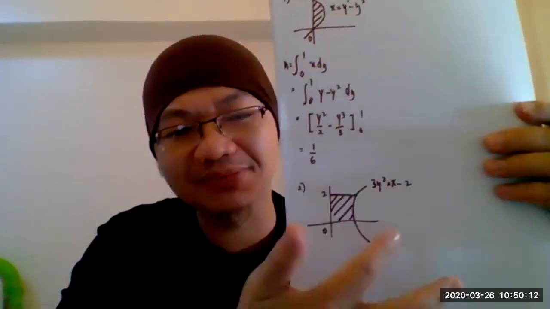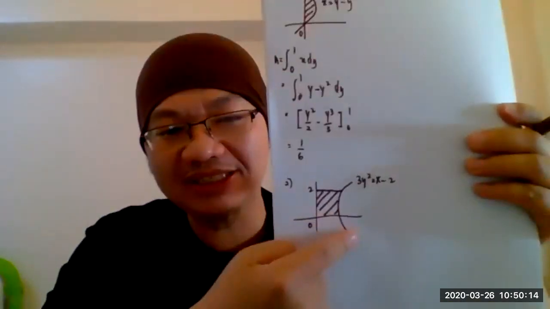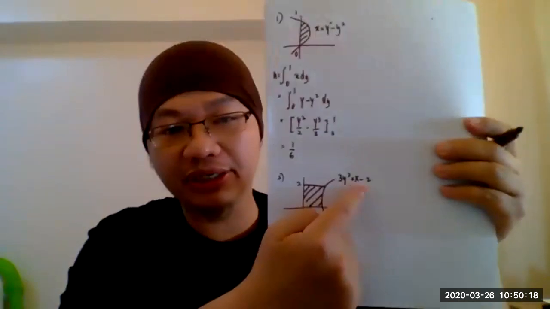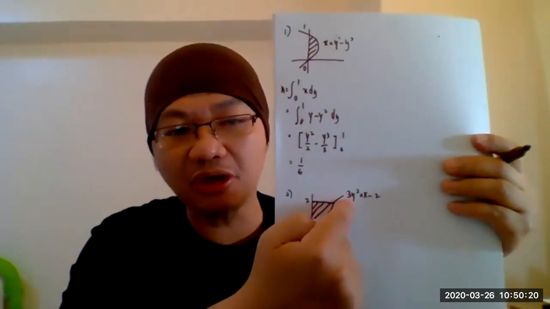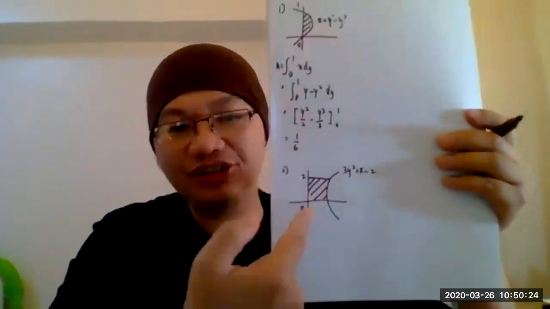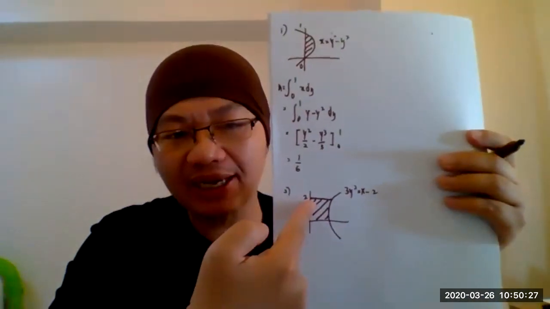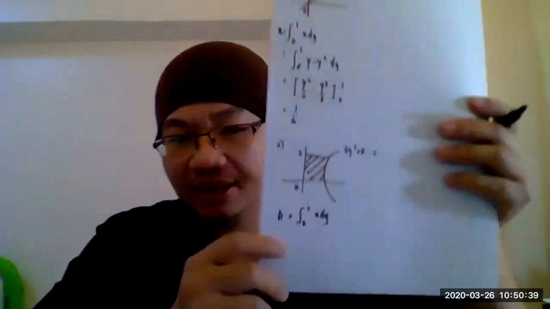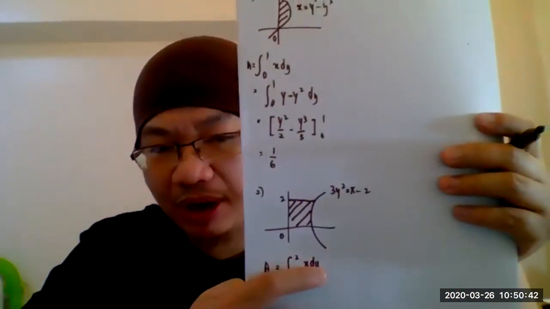Ayo, lupa nak label. Tak apa, korang faham. So this is the curve, 3y squared equals to x minus 2. Now our subject is not x, but our subject is 3y squared here. Since the shaded is against the y axis, we must use the area against the y axis. So integrate 0 to 2 x dy. Okay, as usual, integrate 0 to 2 x dy.